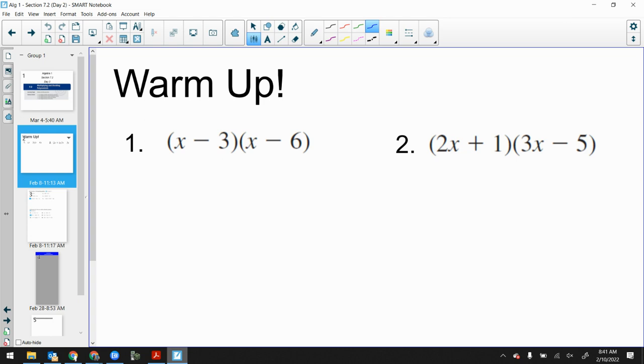So, taking a look here, I've got x minus 3, x minus 6, both binomials. I want to use the FOIL method. 2x plus 1, 3x minus 5, both binomials. I got to use the FOIL method. So I'm going to write it out. Now, what is the FOIL method?